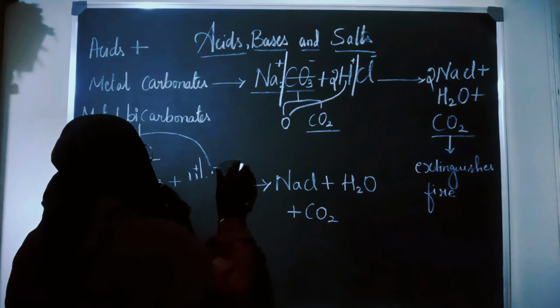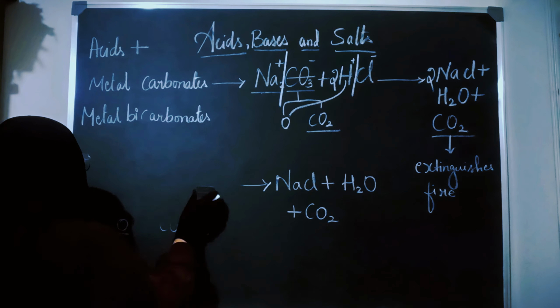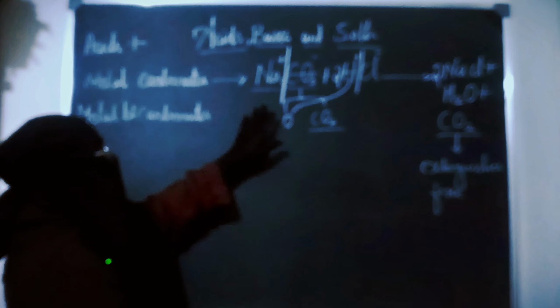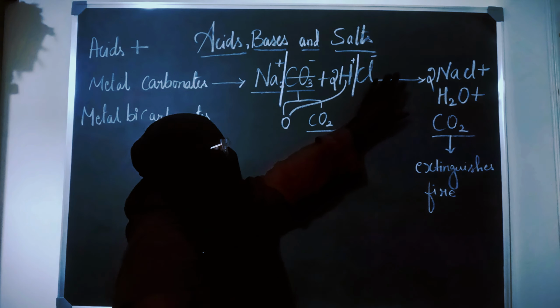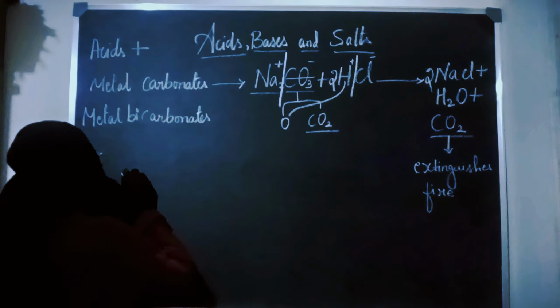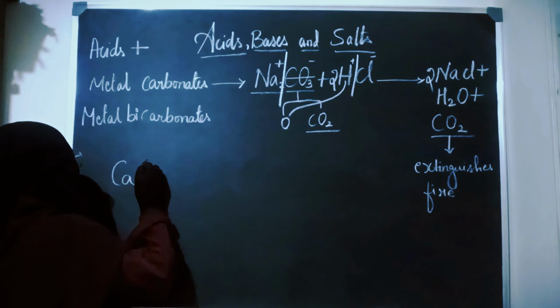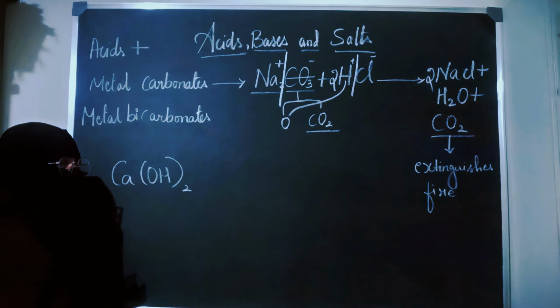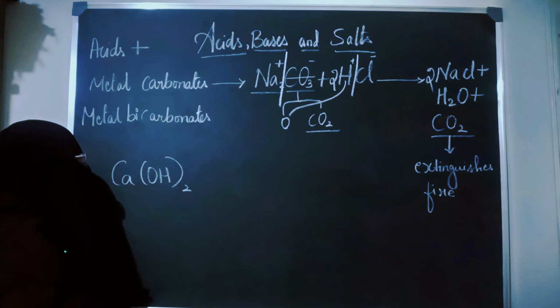Now, keep the same reaction in mind, students, that whenever a metal carbonate reacts with an acid, it leads to the formation of a salt, water and carbon dioxide. Now think that I make this carbon dioxide pass through lime water, that is nothing but Ca(OH)2.